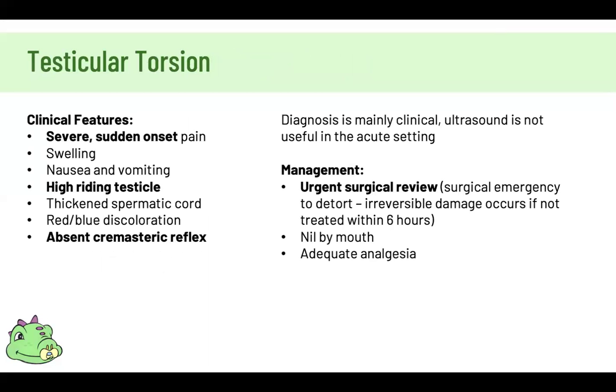Testicular torsion is the main diagnosis or differential that you want to rule out in the acute setting. The main clinical features are severe and sudden onset groin pain. You can have swelling, although in the very acute setting there may not be. Nausea and vomiting is quite common, around 80 to 90% of cases. Your main examination findings would be a high riding testicle and an absent cremasteric reflex. That, again, is very buzzwordy for testicular torsion. You can also get a thickened spermatic cord and some red-blue discoloration.